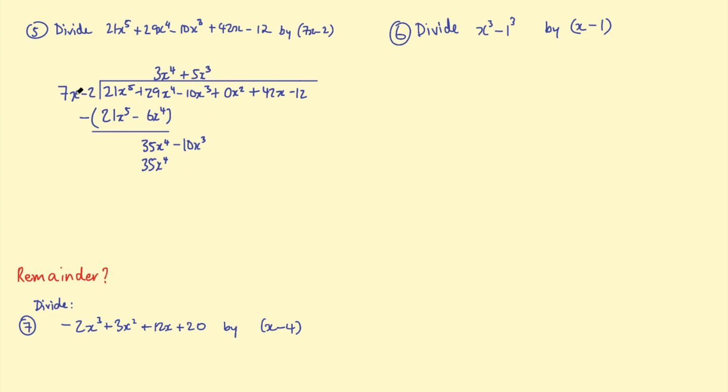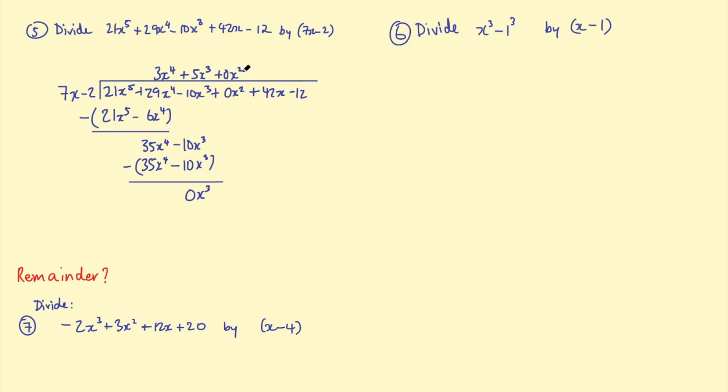Okay, 5x cubed multiplied by negative 2 is negative 10x cubed. Subtract these. Then we get negative 10x cubed plus 10x cubed. Oh, what's that? I've got 0x cubed. Does that mean I stop? No, because we need to get to 0 in the final place value column. A 0 anywhere else, you keep going. So what does this look like? Well, 0x cubed divided by 7x, 0 divided by anything is 0. So we just write plus 0x squared. You could write plus 0 if you like.